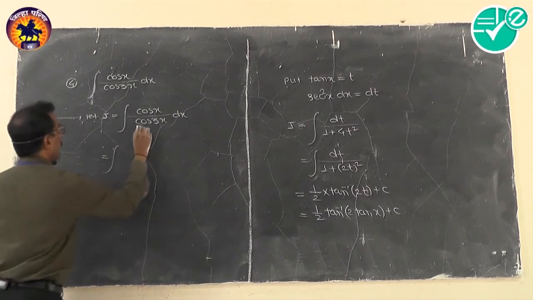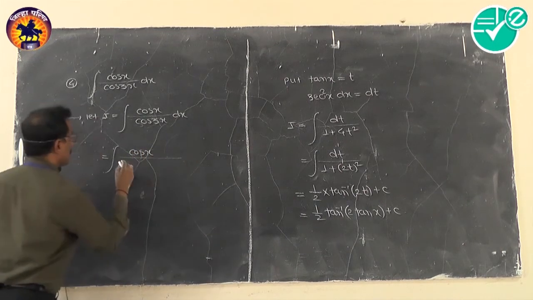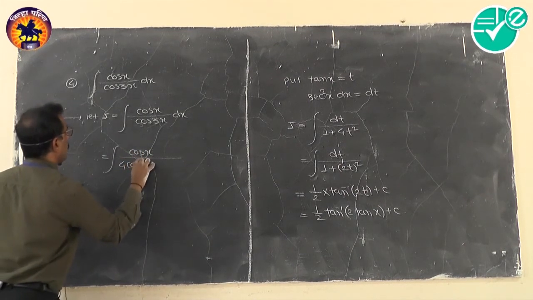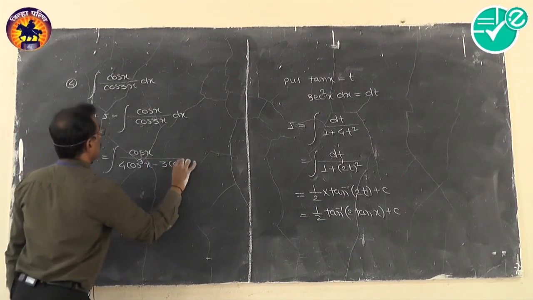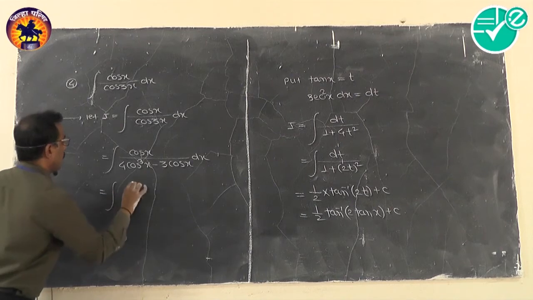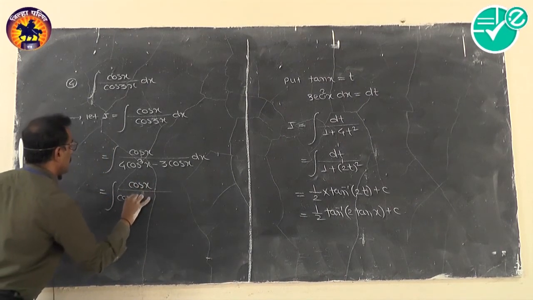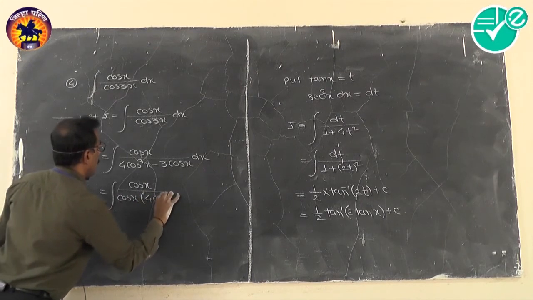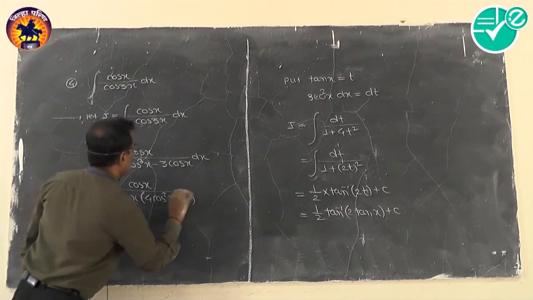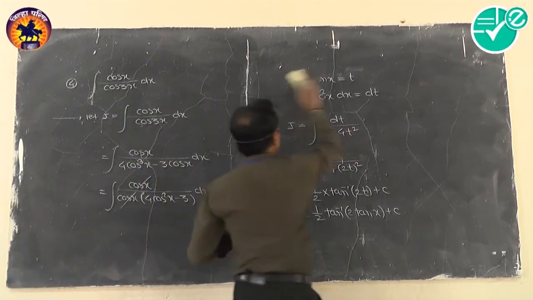I will quote here the formula for cos 3x now. I think you know the formula of cos 3x. Cos 3x means it is 4 cos cube x minus 3 cos x, and in that dx. Now take cos x common from the denominator. Here cos x is common, what remains is 4 cos square x minus 3, and in that dx. This cos x and this cos x cancel. What remains?